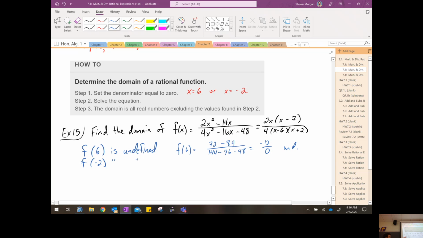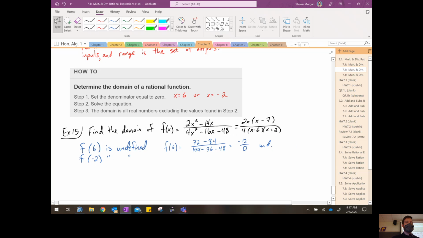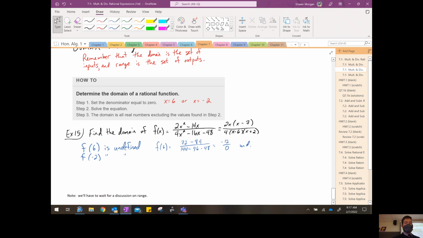And so 6 is going to be what's called a restriction. We're saying that x cannot equal 6 for this function. So when we talk about the domain, it is the set of x values that you're allowed to plug in. And so the only restrictions from our domain are going to be this 6 and this negative 2. Anything else is legit. Anything else I could plug in. So here's how we would describe the domain. And this will be the last little bit as it pertains to this example.